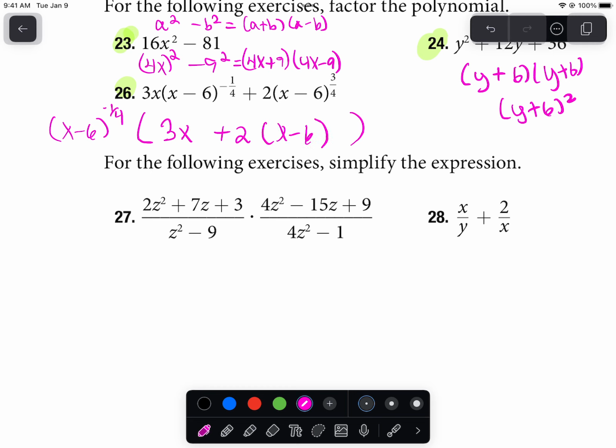By removing the negative 1/4, each one of those powers went up by 1/4. And so then this can become something nice. This is just 3x plus 2x minus 12. For a final answer, when simplified, of x minus 6 to the negative 1/4 and 5x minus 12.